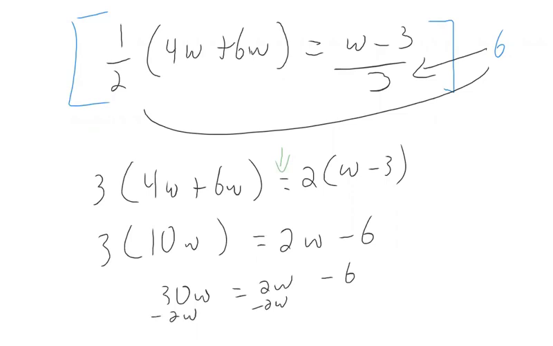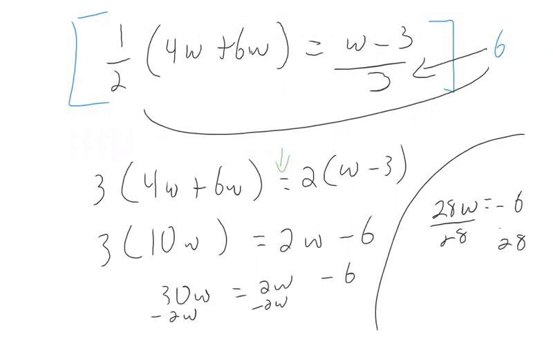and that gives me, I'm running out of room, so I'll write it over here. That gives me 28w equals negative 6, sorry, not minus 6. Then I divide by 28. So w equals negative 6 over 28. Now I simplify it. They're both even. I divide by 2, which gives me negative 3 over 14.